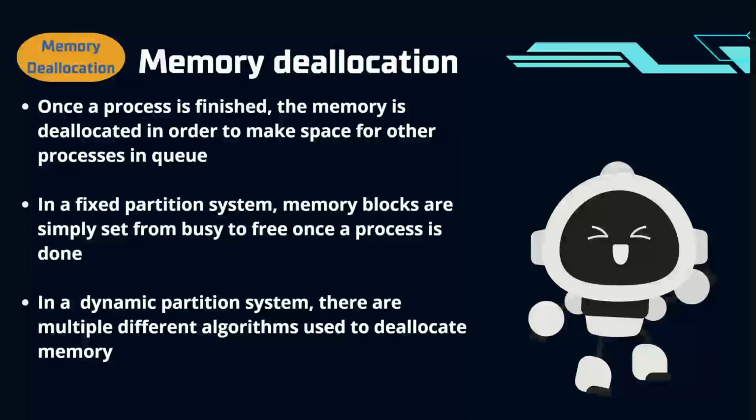So let's look at memory deallocation. Once a process is finished, the memory is deallocated in order to make space for other processes in the queue. In a fixed partition system, the memory blocks are simply set from busy to free once a process is done. In a dynamic partition system, there are multiple different algorithms used to deallocate memory.